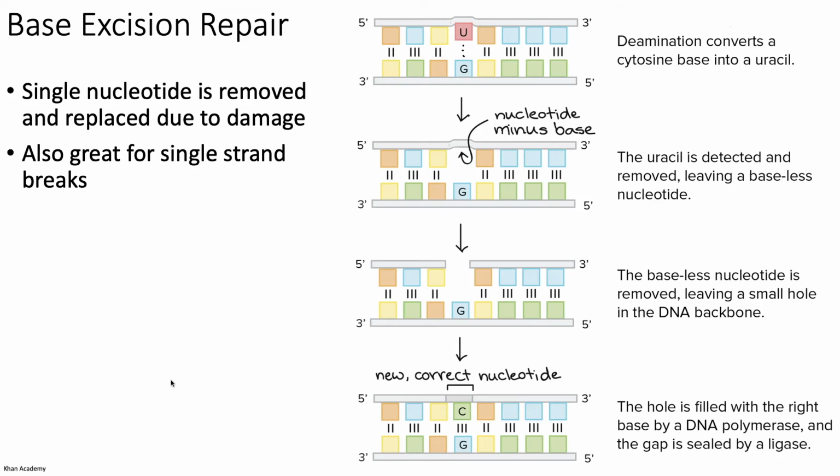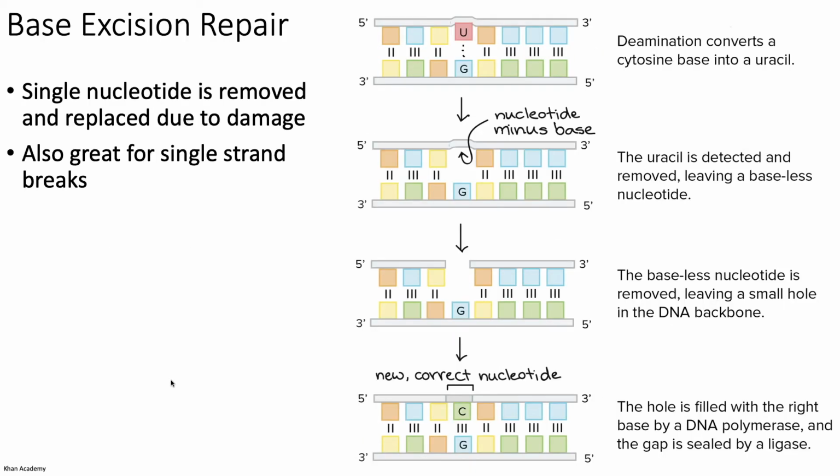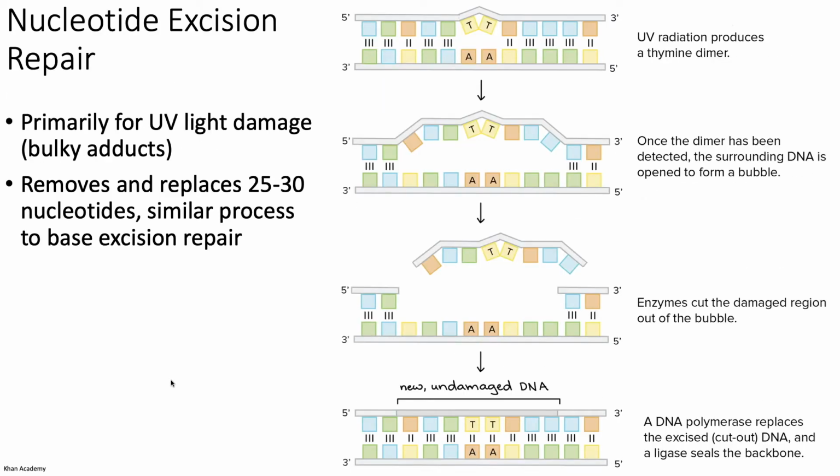Now, let's say you have a couple nucleotides that are messed up. Well, we switch to something which has kind of a weird name. It doesn't seem that different, but it actually is, called nucleotide excision repair. I realize that's kind of confusing because bases and nucleotides seem kind of the same, but in this context, they're different. So base excision repair is just fixing one nucleotide. If I use nucleotide excision repair, I'm going to fix a bunch of them at the same time.